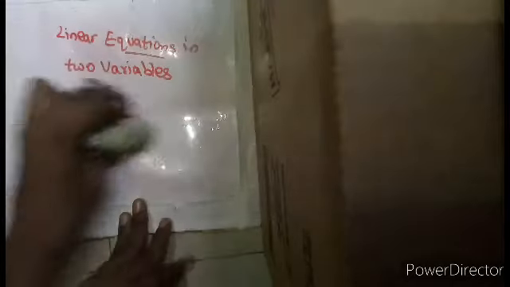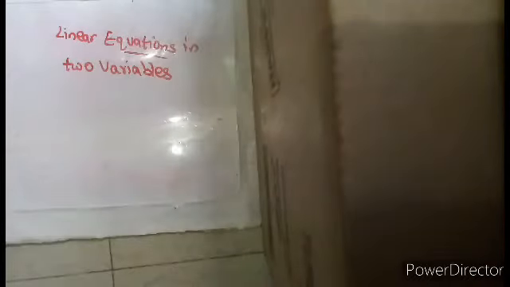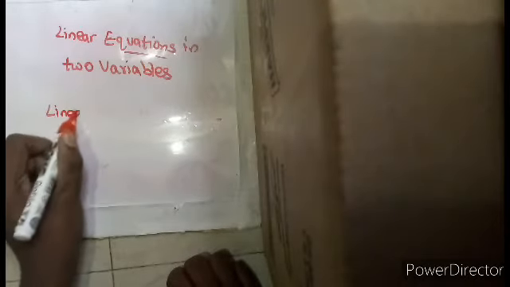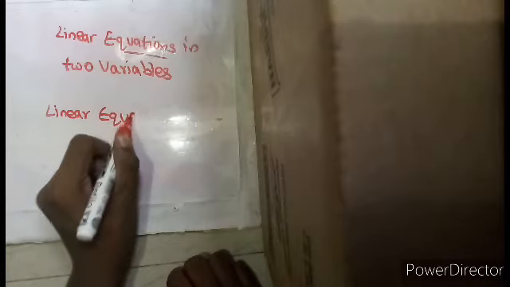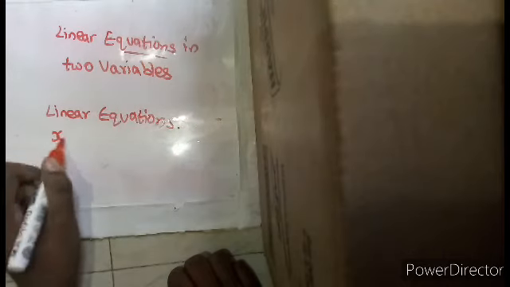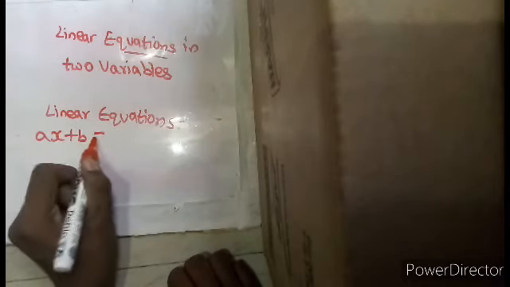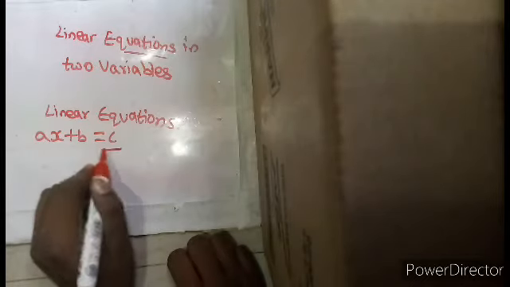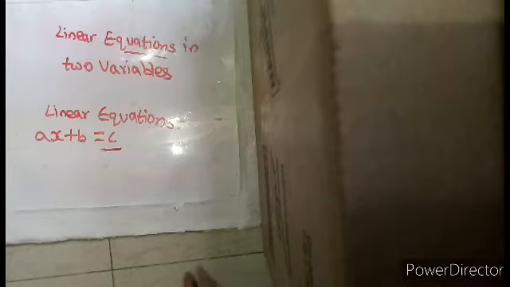So let's see the different types of equations. First, linear equations. In a linear equation there will be a particular form, ax plus b is equal to c, something like this. It is a linear equation in one variable. You have only one solution for this, you don't need to find two or three solutions.